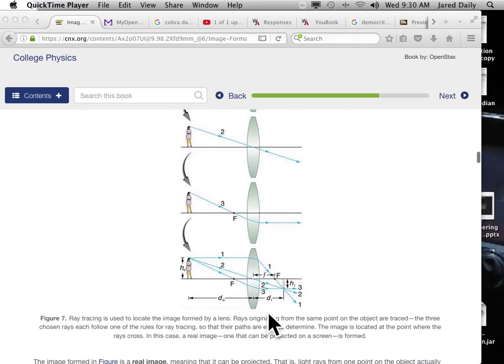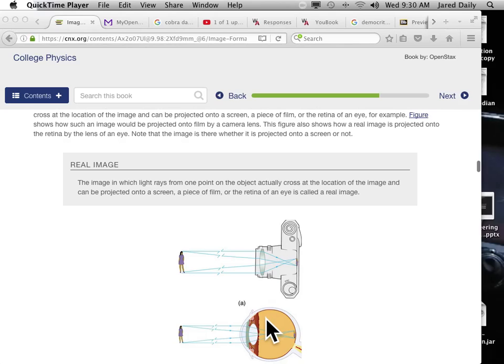Now, distances for positive lenses are always measured as positive from the lens to the object. That's always a positive number. But from the lens to the image is positive only if it's on the opposite side of the object. If the image is on the same side as the object, which it can be, then it becomes a negative distance. So these are things that you have to keep track of. Lots of things to keep track of.